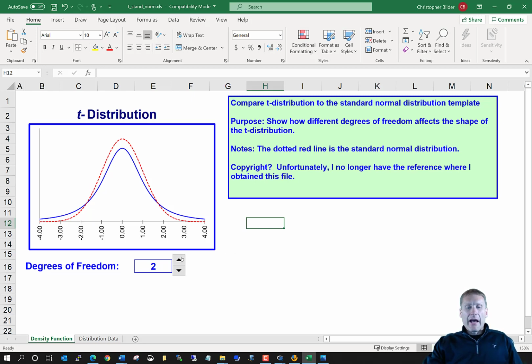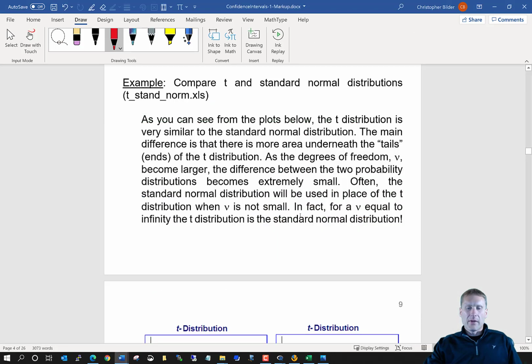Now look what happens here as the degrees of freedom increases. You see the blue lines changing, and it becomes closer and closer and closer to the standard normal, to a point where essentially, when we have degrees of freedom of about 30, it's a standard normal. Not quite, but it is very close. Okay.